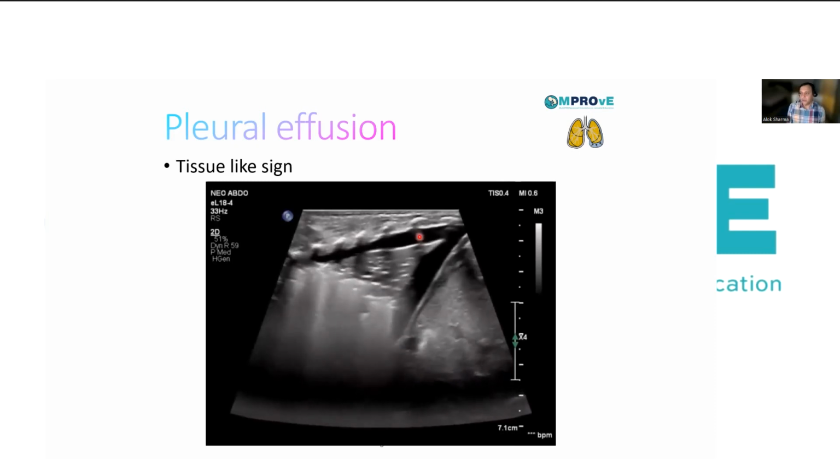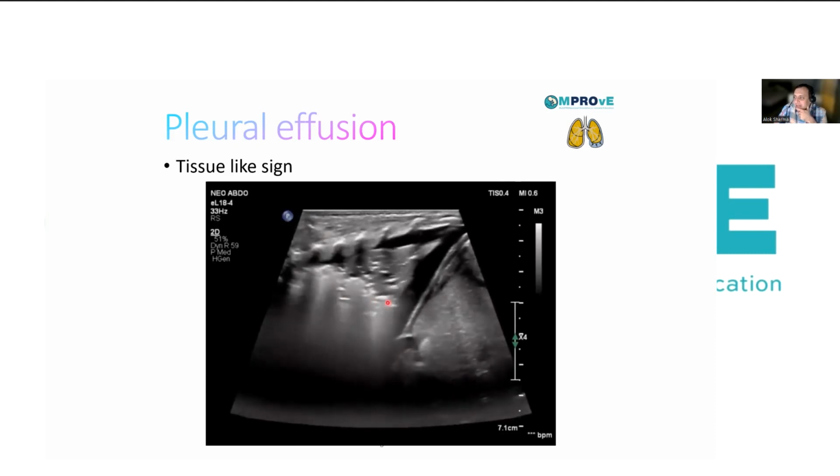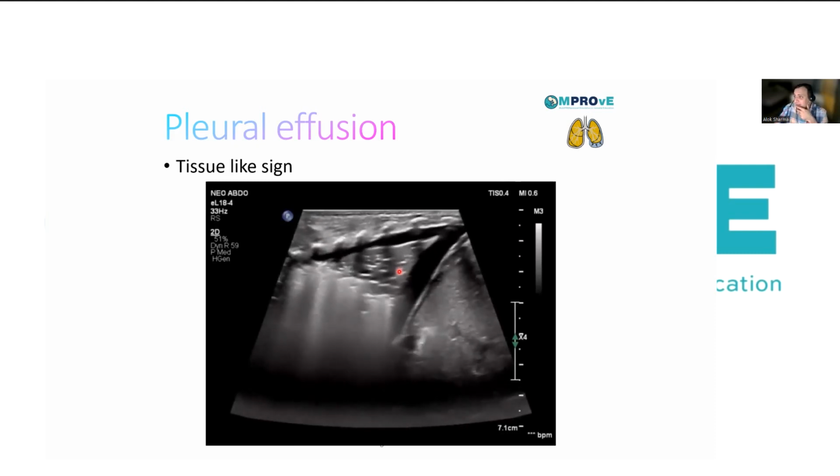And in this particular situation, when we did bloods, we had a very high CRP. What you're clearly seeing is lung over here that looks very much like a liver consistency, and this is called a tissue sign. And all these signs together often give us the feel of what we call, as a mnemonic, consolidation.